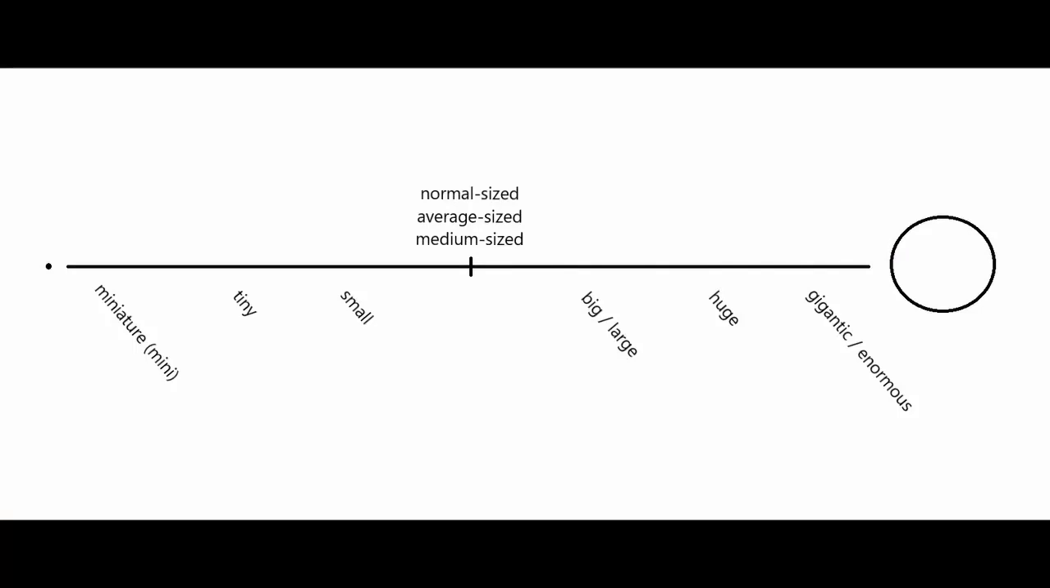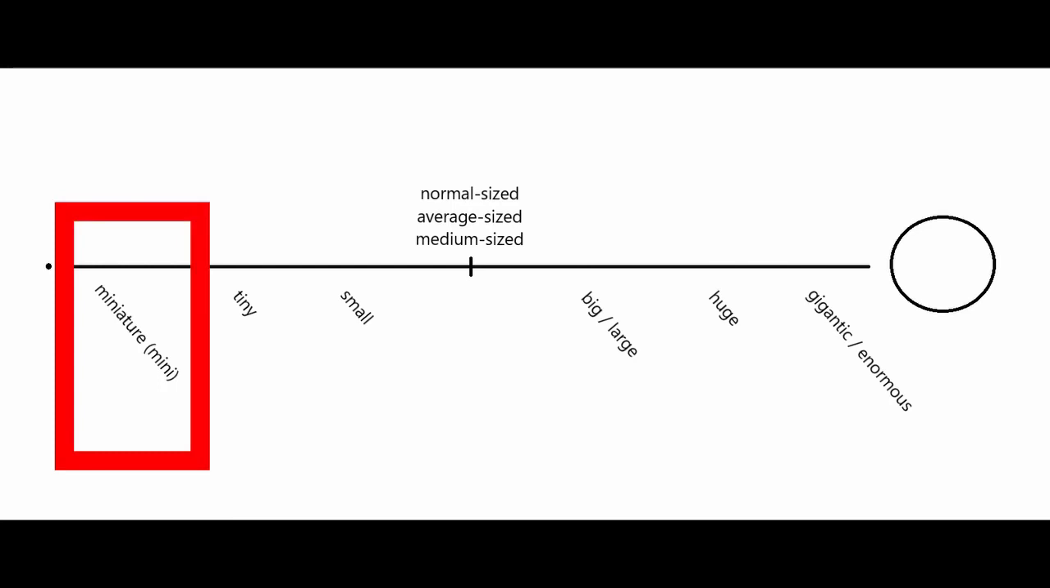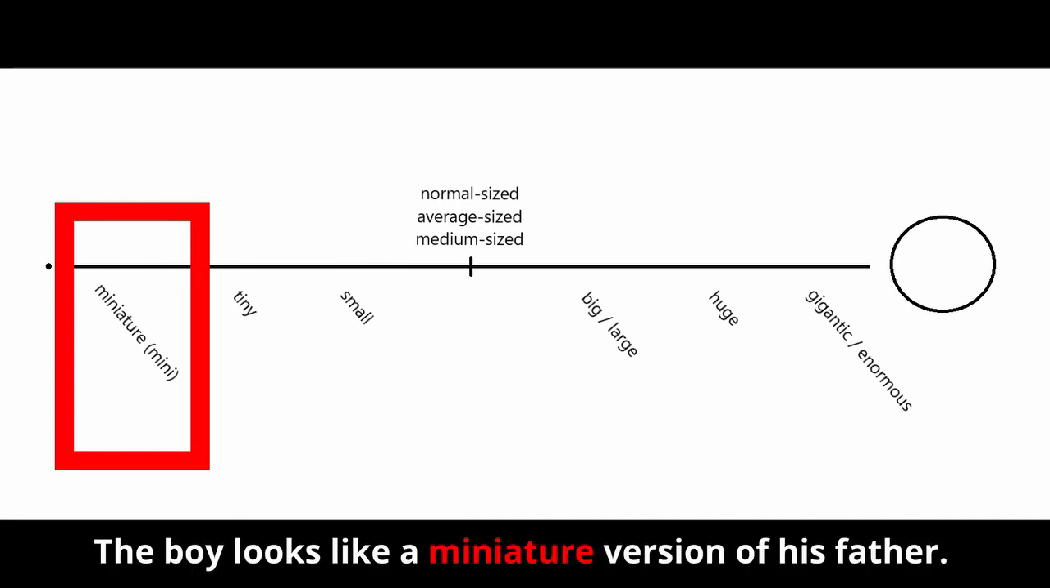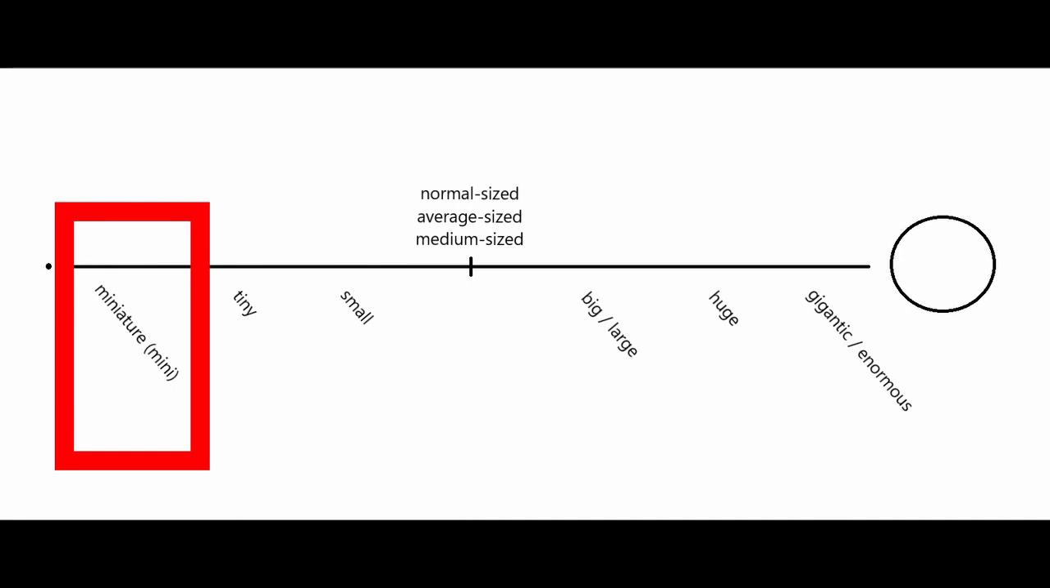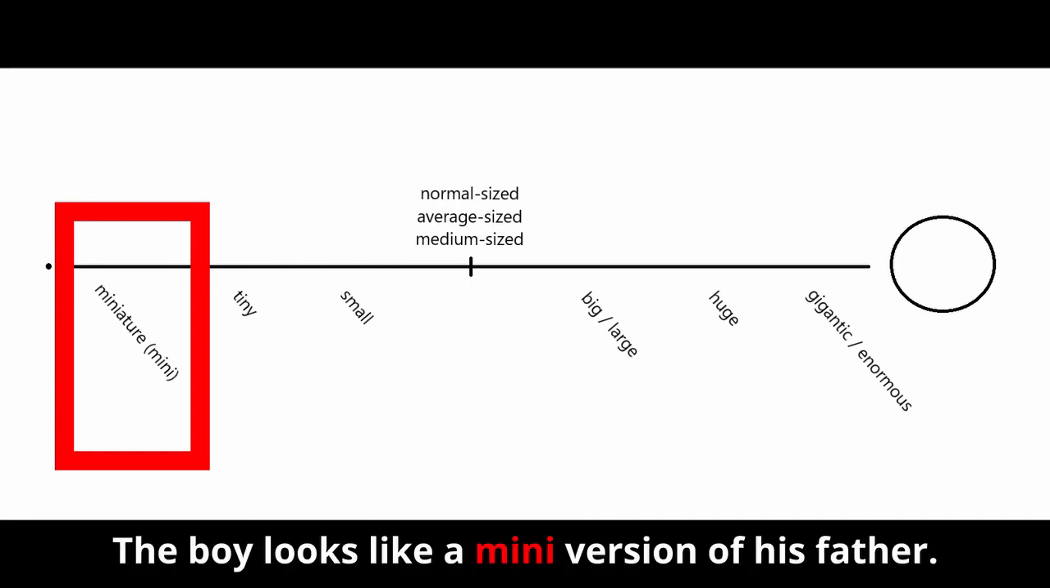On the left, we see a word for something very small, miniature. Often in English, we shorten this word to mini. For example, the boy looks like a miniature version of his father, or the boy looks like a mini version of his father.